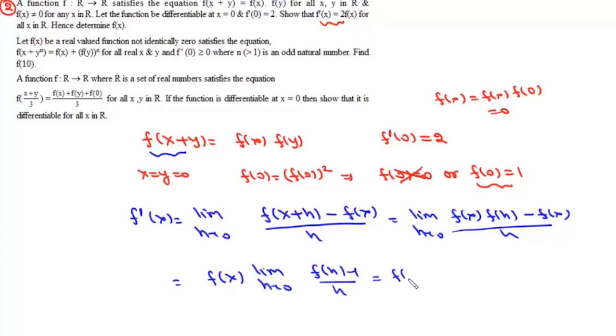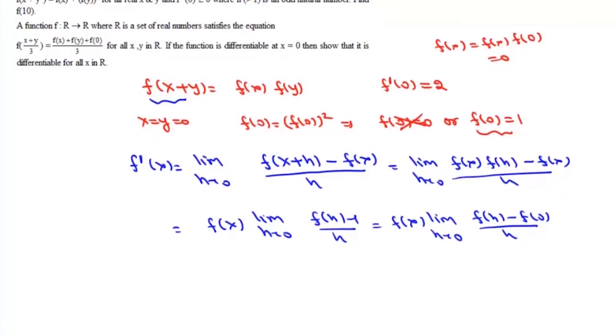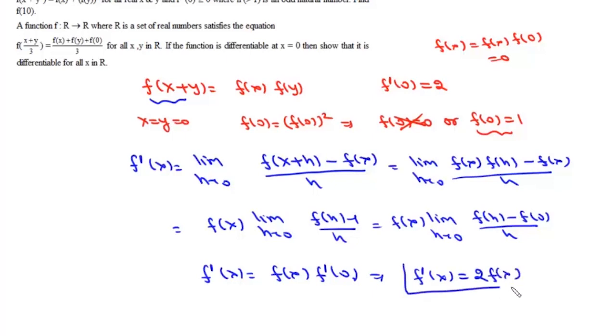Now we can also write this as f(x) and then this limit h tends to 0 of f(h) minus, and we can write this 1 as f0. So it will be f(h) minus f(0) upon h, which is nothing but f dash 0. So we can write this f dash x as f(x) into f dash 0, and f dash 0 is 2. So from here we can say this f dash x will be 2 times f(x), and this is what we needed to prove.